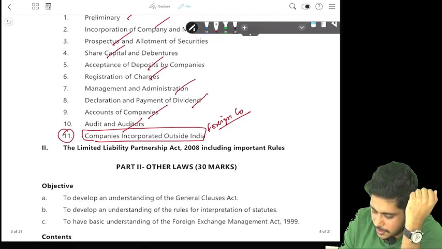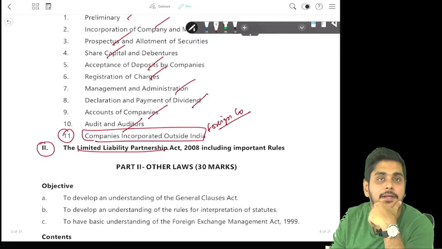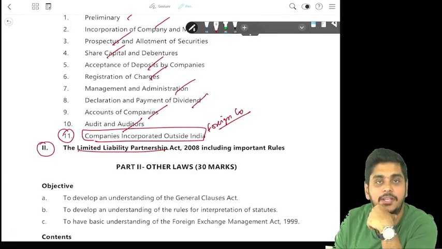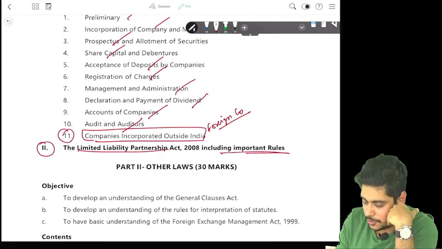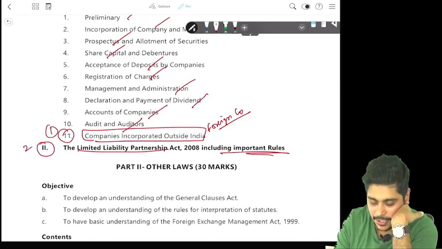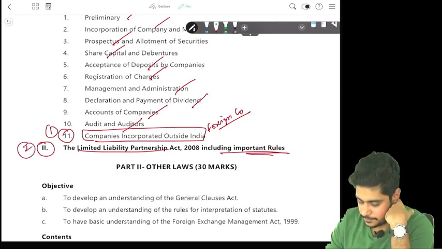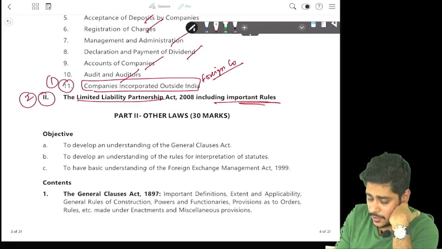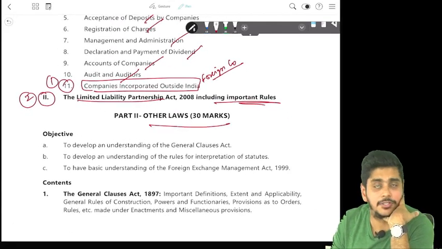Now, what second have they added? They have added the LLP Act. So in foundation you have studied LLP. Here there would be more detail because they are talking about including important rules. So one addition is this, second addition is LLP including rules. Third, now 30 marks is your other laws. 30 marks is your other laws.